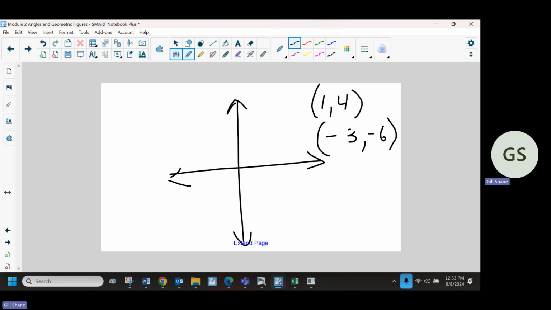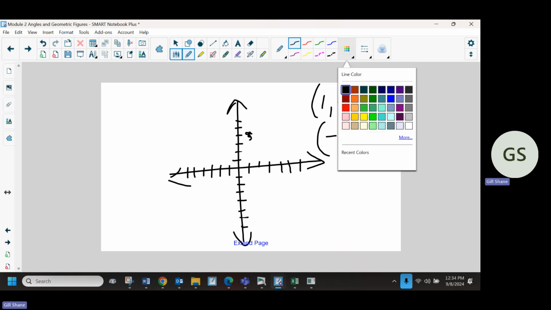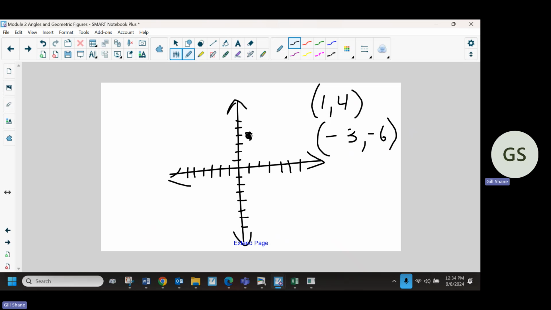All you got to do is kind of jot it down. You don't have to be perfect. 1, 2, 3, 4, 5, 6. 1, 2, 3, 4, 5, 6. Just to give yourself an idea. And again, if you have graph paper, you can do it perfectly, but it doesn't need to be perfect. So I know (1, 4) would be right 1, up 4: 1, 2, 3, 4. So somewhere about there.